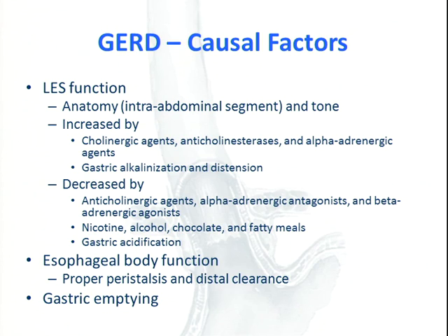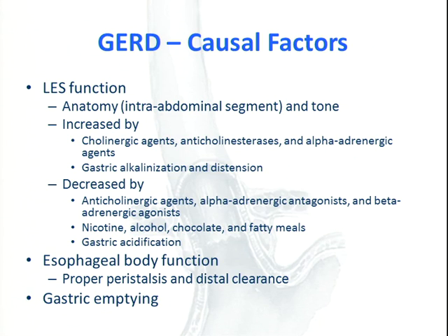So what are some causal factors? The main thing is the function of the LES. There's the anatomy: it needs to be within the intra-abdominal cavity, subjected to that positive pressure. And then also the tone. As you're likely aware, the tone of the LES is increased by drugs such as cholinergic agents, anticholinesterases, and alpha adrenergic agents, as well as alkalization of the stomach and gastric distension. It's decreased by kind of the opposite of all of these, as well as beta agonists. And then obviously the things we ask our patients to avoid with diet modification: nicotine, alcohol, chocolate, and fatty meals all have been shown to decrease that tone, along with acidification of the stomach.